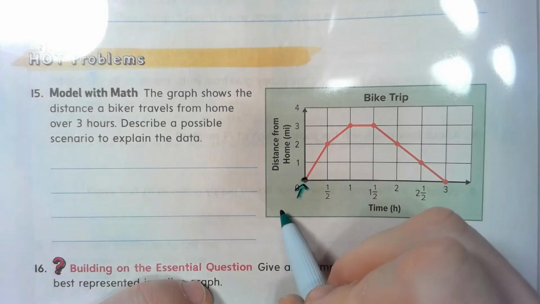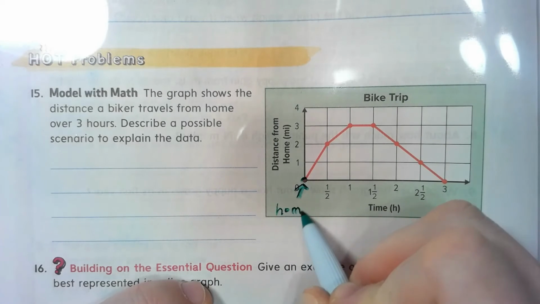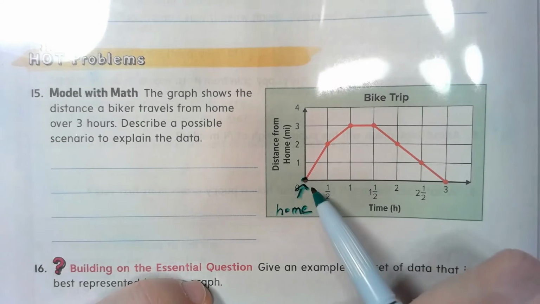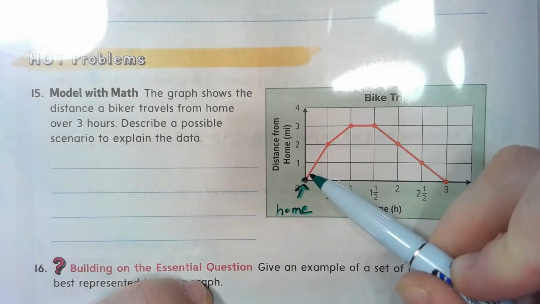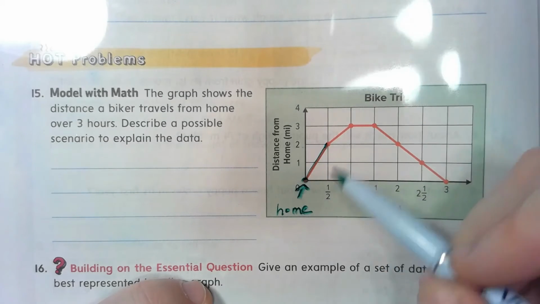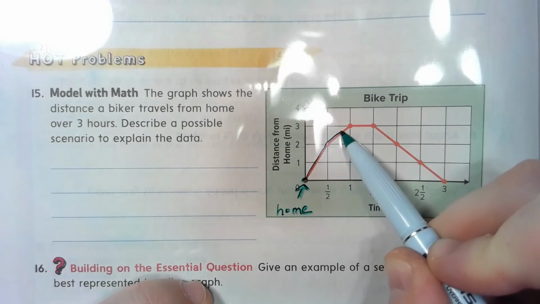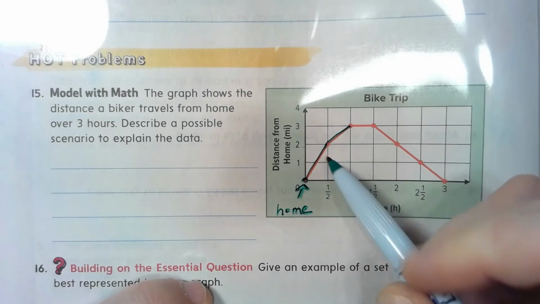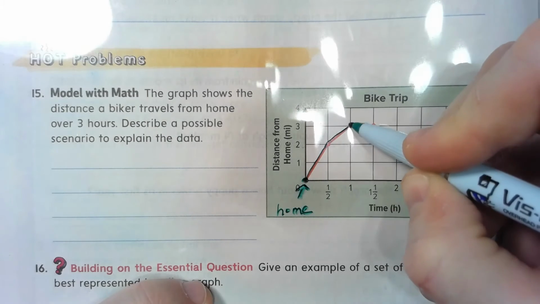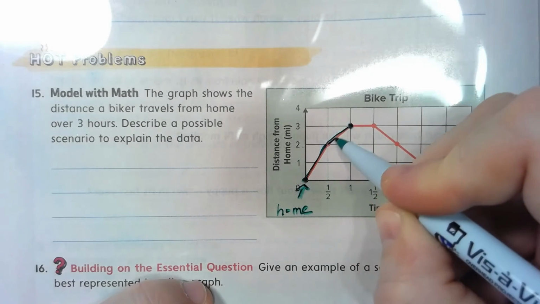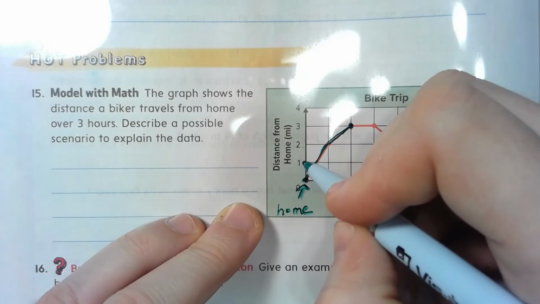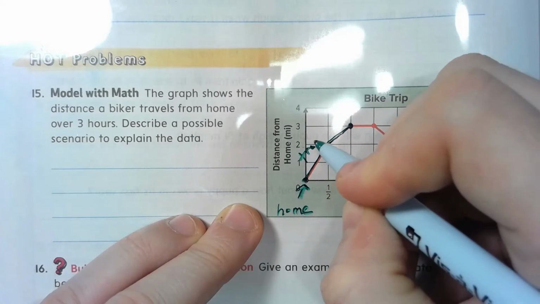0 miles from home. So I'm just going to write home right here, because the biker hasn't gone anywhere at that point in time. However, over the next half hour, the biker traveled 2 miles from home, and the next half hour after that they traveled another mile from home, because we're then at 3 miles. So between where they began and 1 hour, we are increasing our distance from home. So I'm going to write this biker is traveling.